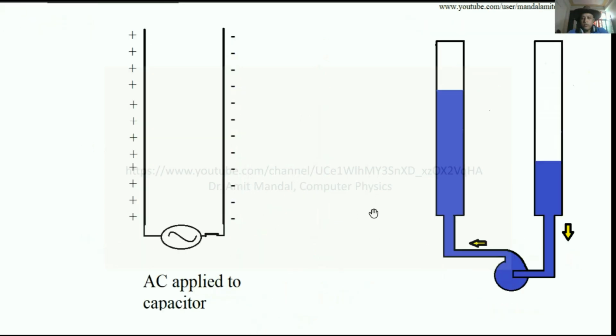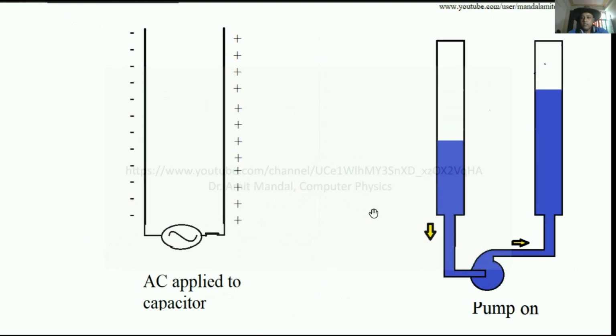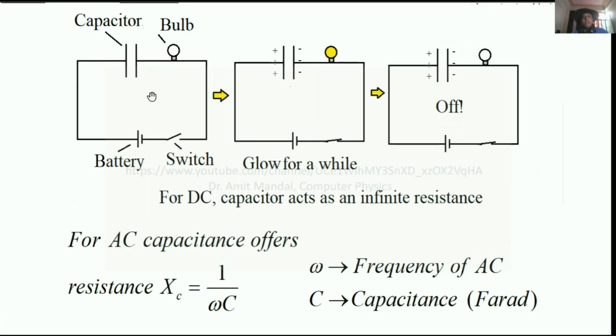Now for AC, though the current direction is continuously changing, there is still movement of charge. So we can say that for AC, the capacitor doesn't offer infinite resistance, compared to DC, for which it offers infinite resistance. Now we will take an example.